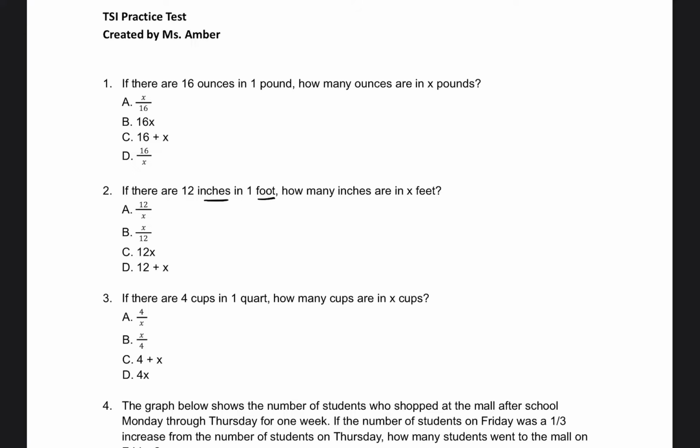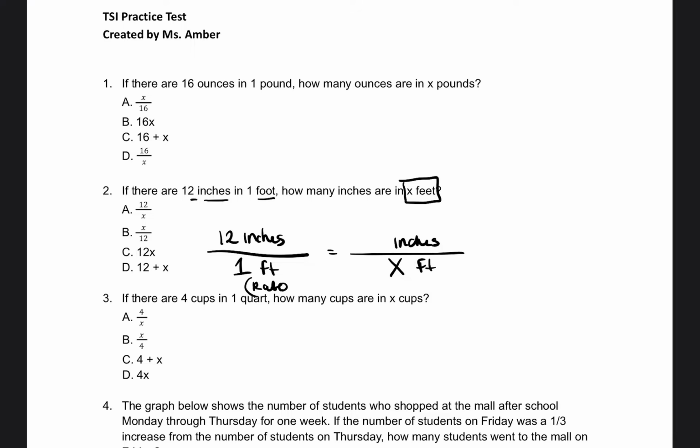So we're creating a proportion. I'm going to put inches on the top, and I'm going to put feet on the bottom. The first one is the rate, or the information that they give us, which is 12 inches in 1 foot. Now it says how many inches are in X feet. So X feet, and they want us to find the amount of inches. So whatever I do to the bottom to go from 1 to X, I'm also going to do to the top.